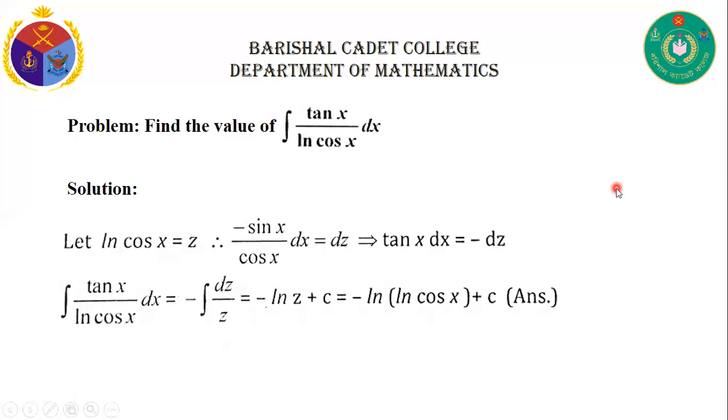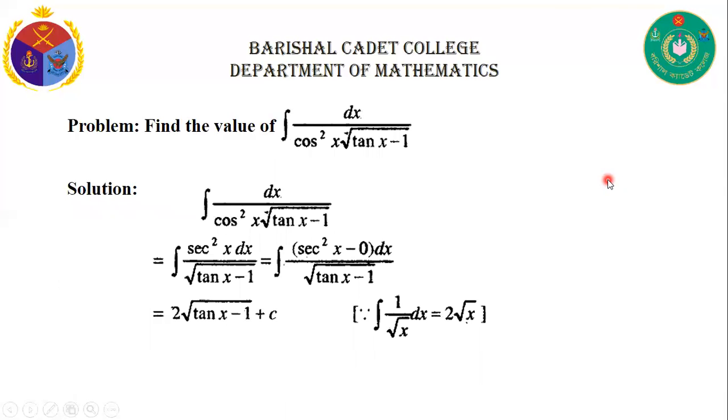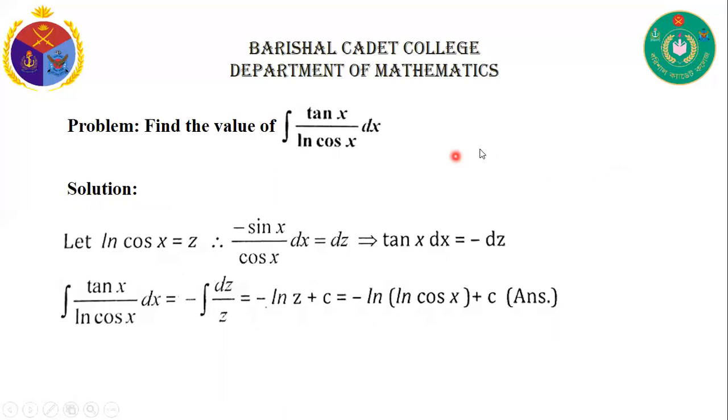Okay, now we have many problems, so let's go. It is very simple. We choose here the integration of tan x by ln cos x. Here we choose z equal to ln cos x, then the differentiation of z is this.